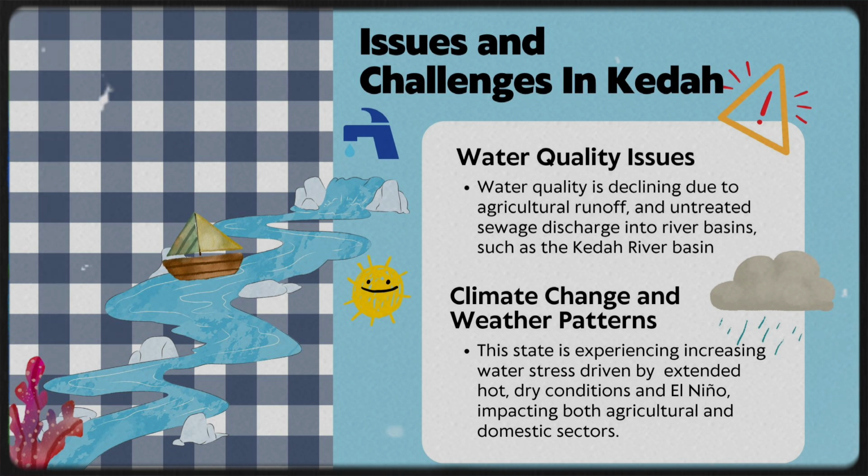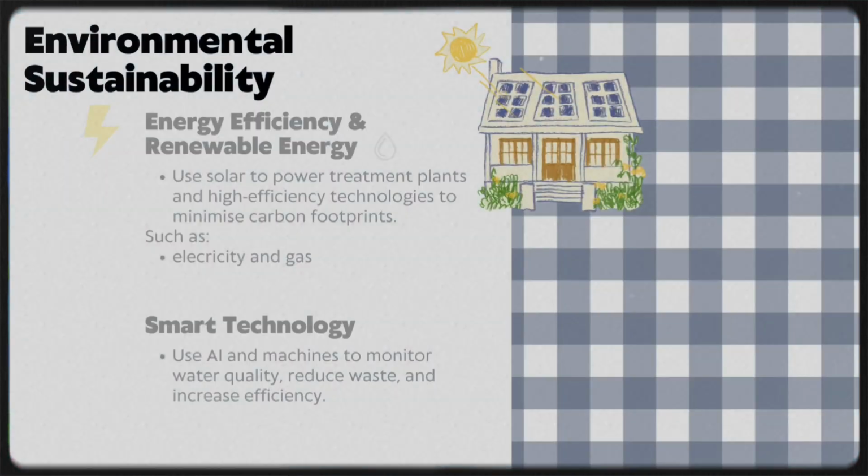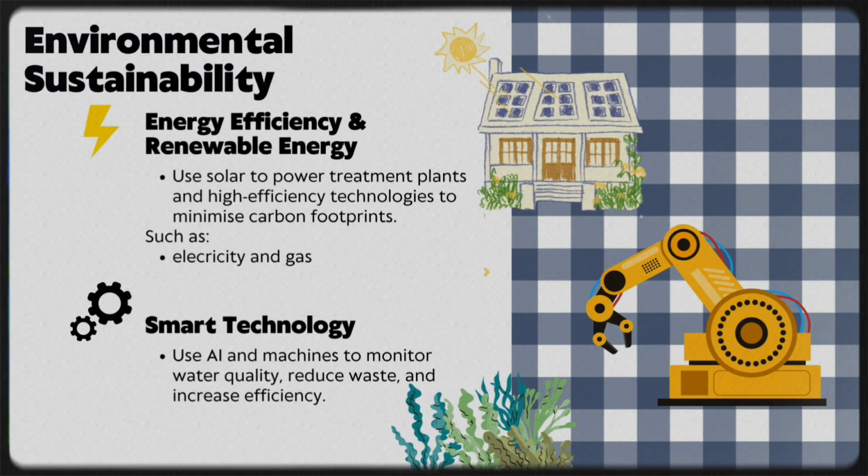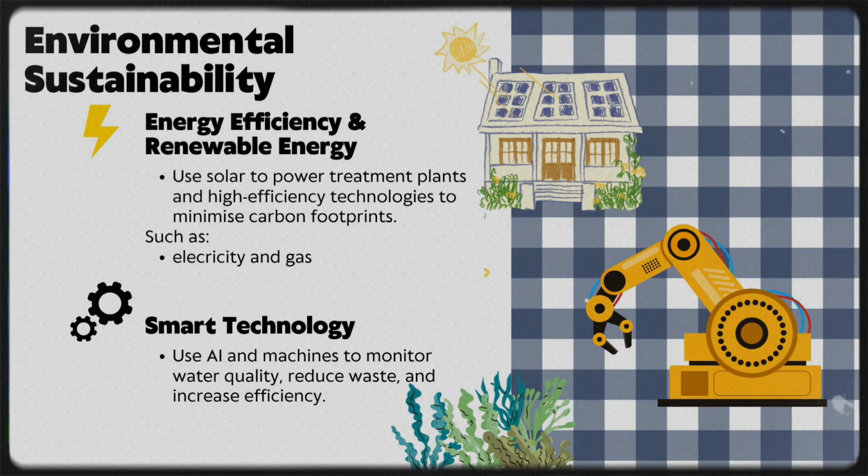The second one is climate change and weather patterns. This state is experiencing high weather stress driven by extended hot, dry conditions and El Nino, impacting both agricultural and domestic sectors. We have energy efficiency and renewable energy that will use solar power treatment plants and high efficiency technologies to minimize carbon footprints such as electricity and gas.